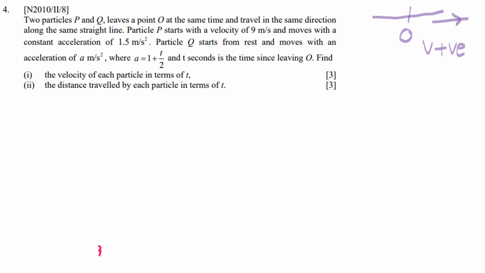If your velocity is negative, then it will go this direction. But since we are told that both of the velocities, one is 0, one is 9 meters per second, then we understand that the particle is actually going in the direction indicated. All right, so let's see how we do it.